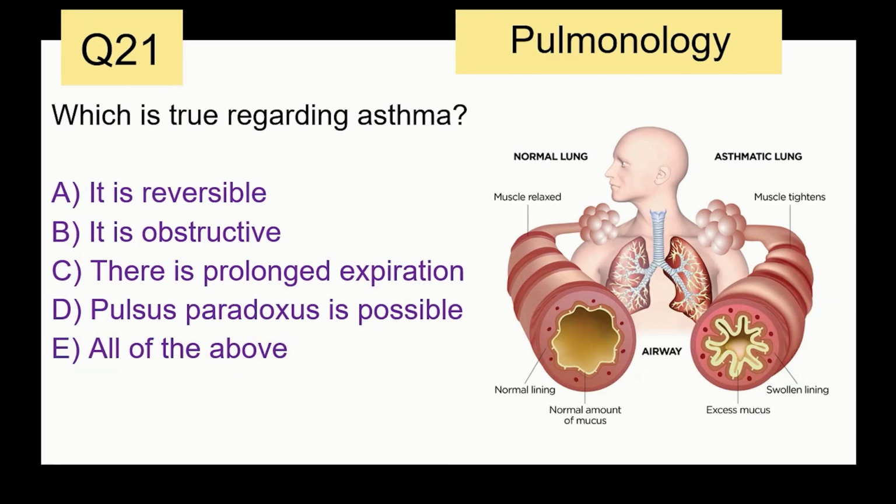All right, question 21. Which is true regarding asthma? And for learning purposes, I wrote all of the above. It's reversible, as opposed to, for example, COPD. It's one of the obstructive conditions, along with COPD, bronchiolitis, and cystic fibrosis. And that means that it's harder to exhale.